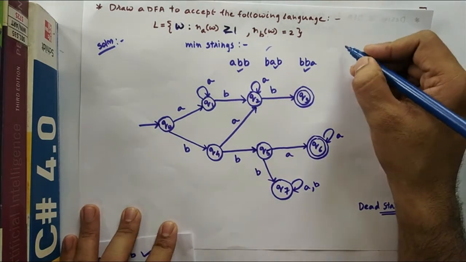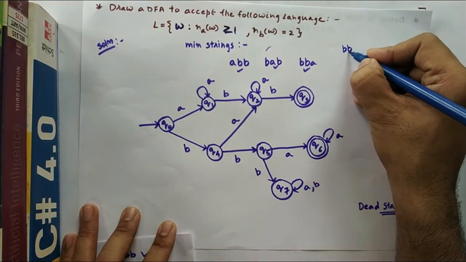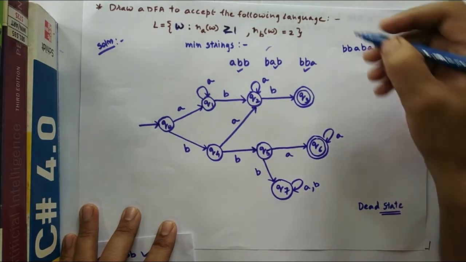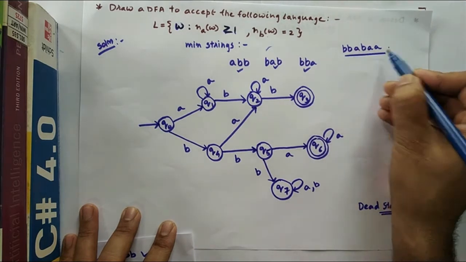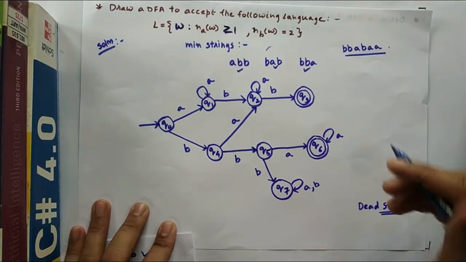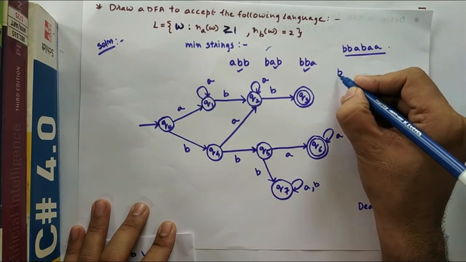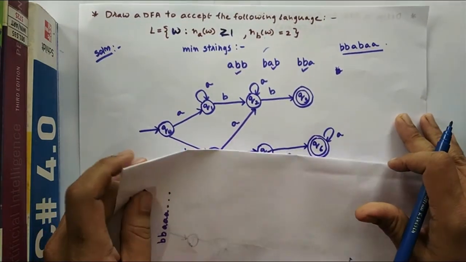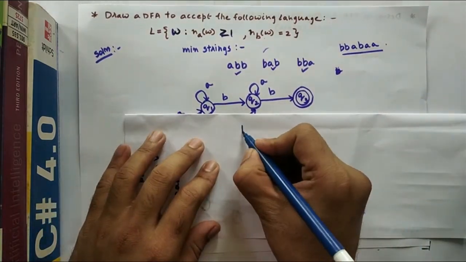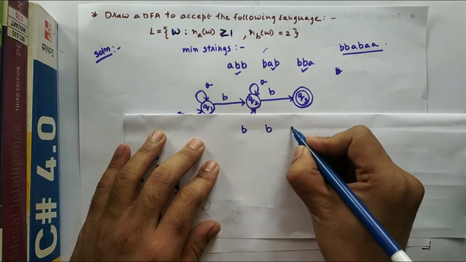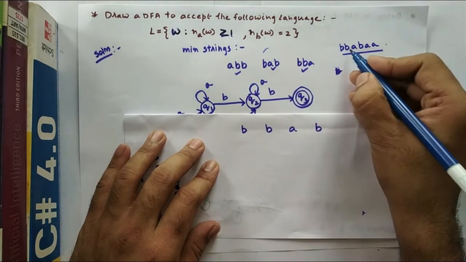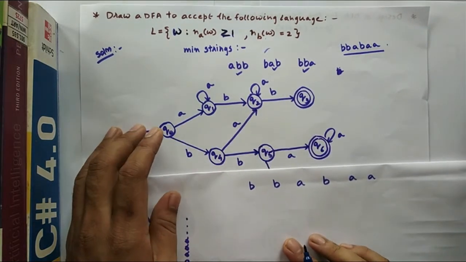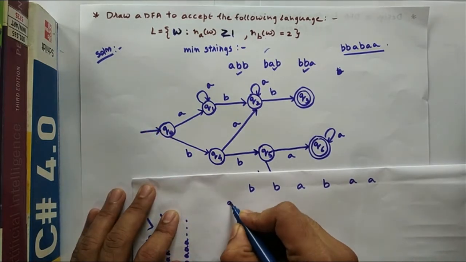For example, if the string given to me is B B A B A A, let's see whether this is accepted or not. I will just write it properly. The string that we have taken now for scanning purpose is B, B, A, B, B, B, A, B, A and A. Now initially we are in which state? Initially we are in Q0 state.